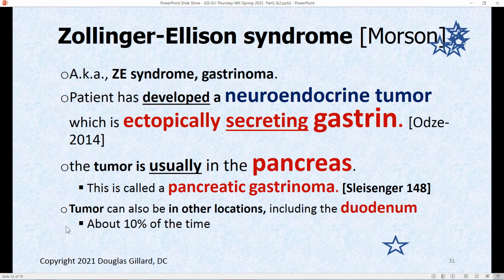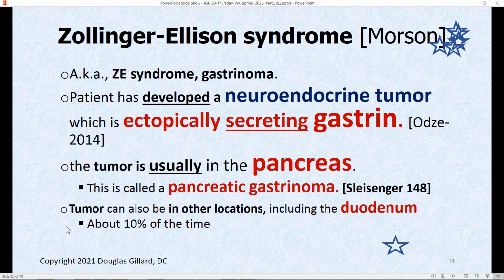So this is a tumor. The patient has a tumor. It's usually a pancreatic tumor, and it secretes gastrin. And there are no binding sites on it for somatostatin. You can't turn it off. It just secretes tons of gastrin.